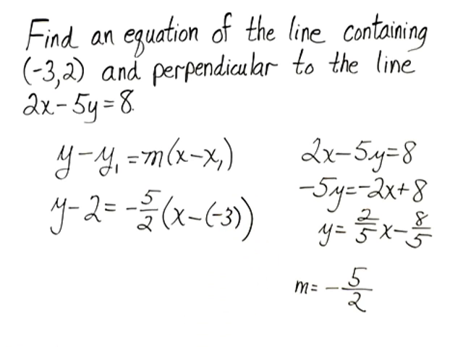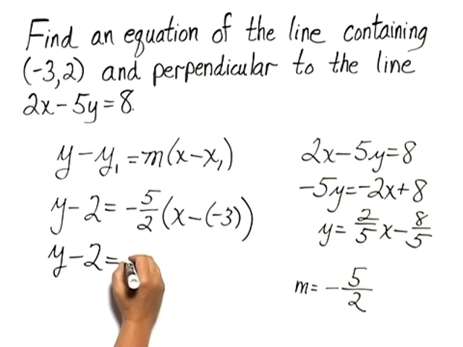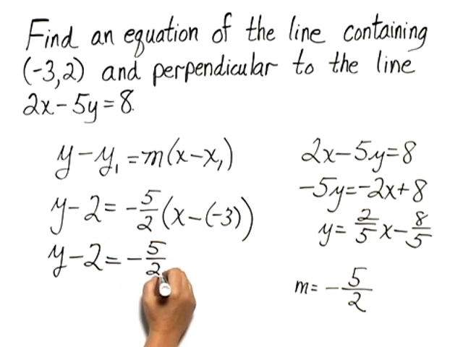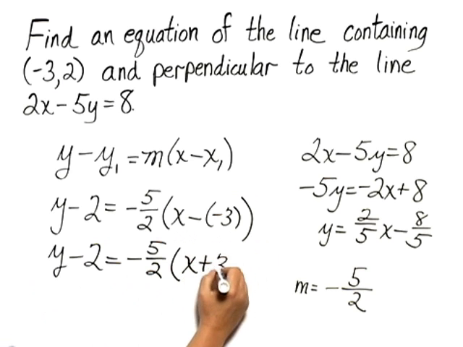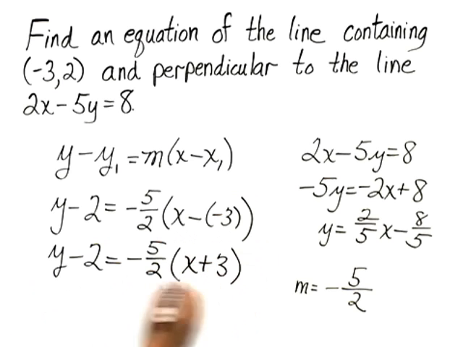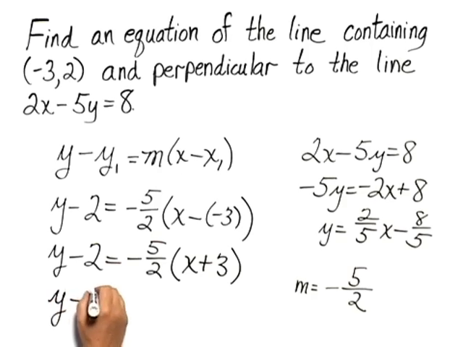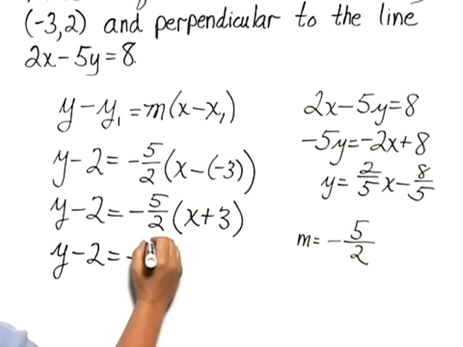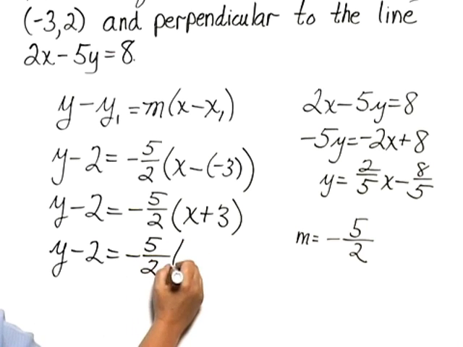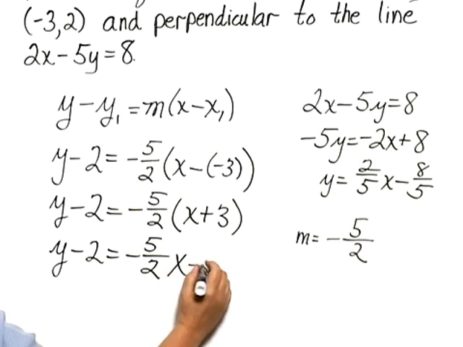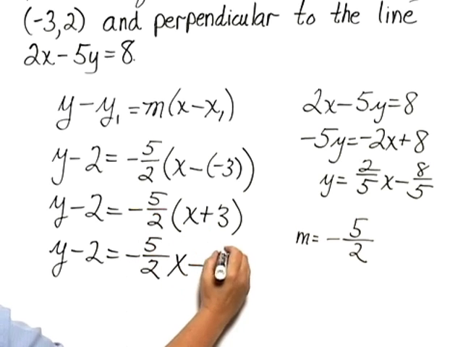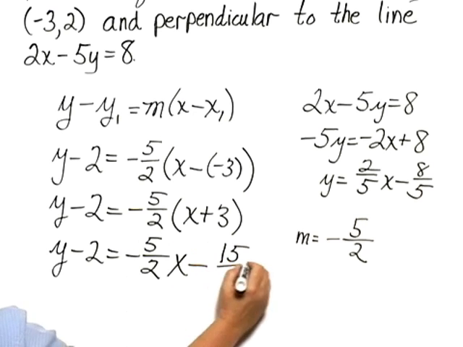And let's simplify and solve for y in order to write this in slope-intercept form. We have y - 2 = -5/2 (x + 3). That will be easier to work with. Now let's multiply here. We have y - 2 equals -5/2 x minus (-5/2 times 3), which would be -15/2.